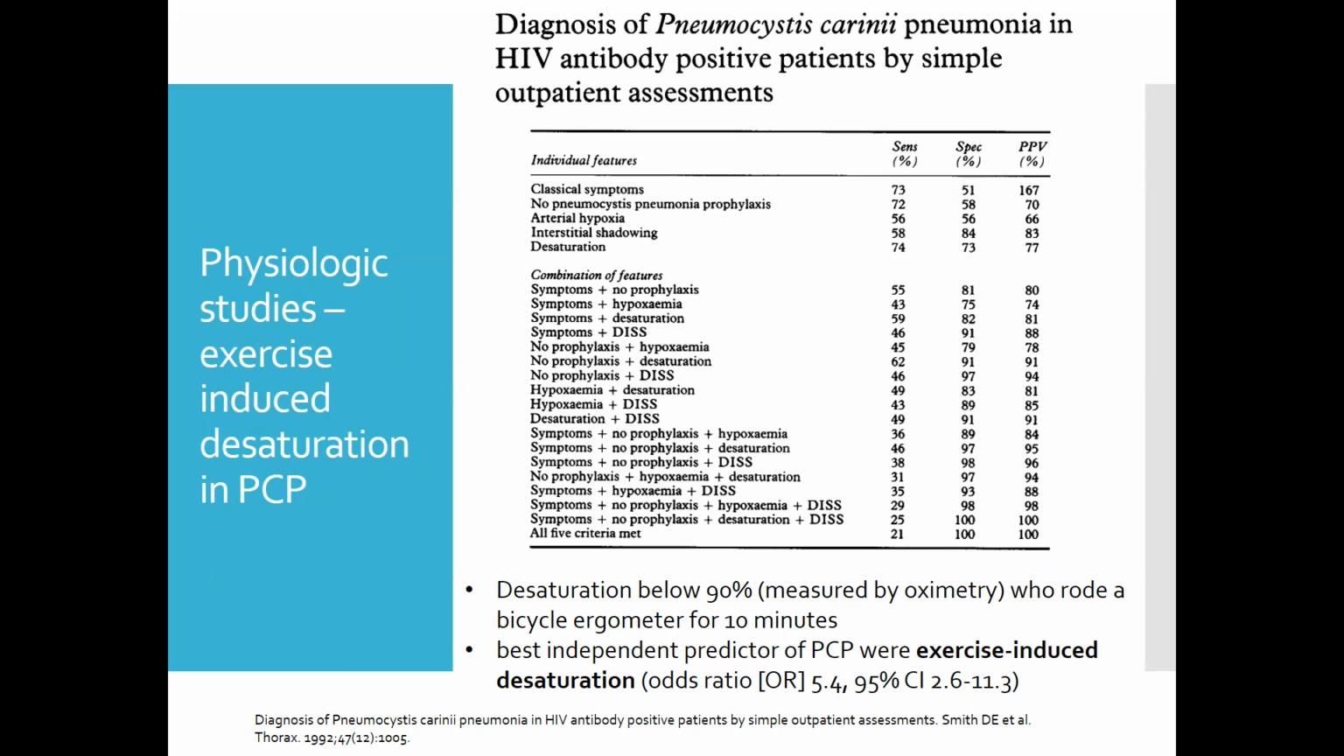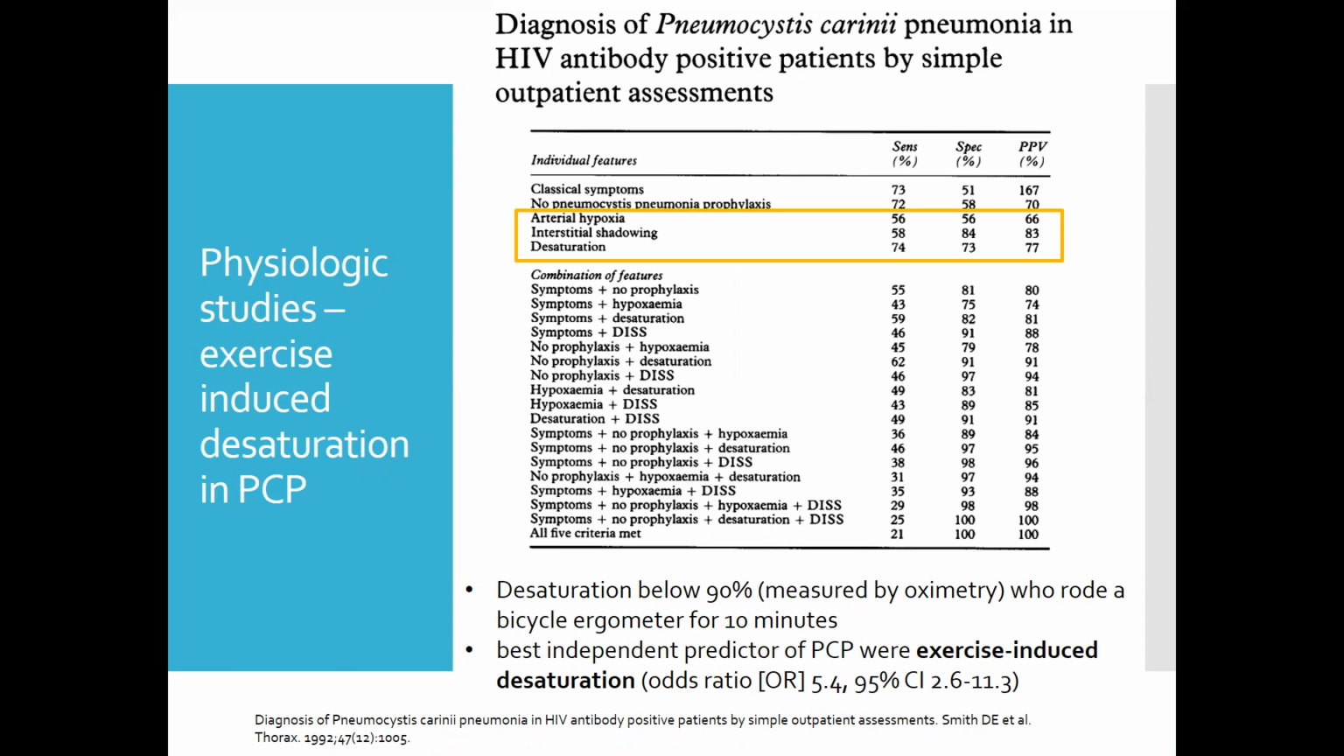What they did here was, with HIV patients who came in, they put them on a stationary bike and had them exercise for 10 minutes. And if they desaturated with exercise to below 90%, that was considered a desaturation with exercise. And what they saw when comparing desaturation with exercise to just having hypoxia at room air or infiltrates on a chest X-ray, exercise-induced desaturation was actually the best independent predictor of PCP.